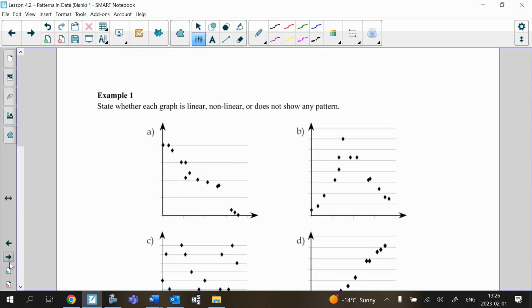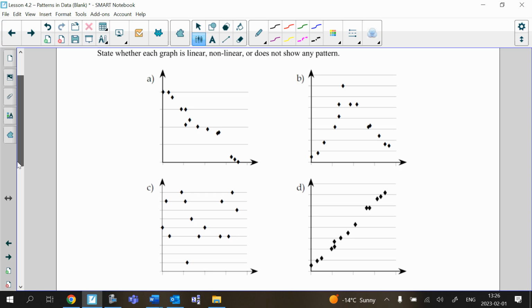Tell me which ones are which. Would you say A? There's a few points that come off it, but I could make a pretty close straight line. So we would probably call this linear.